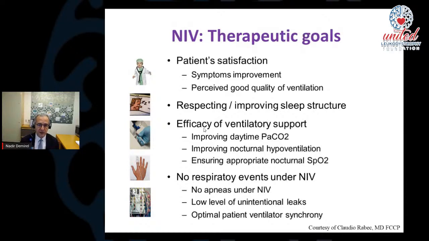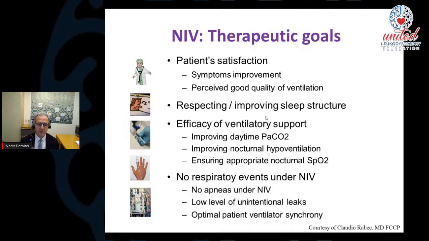So patient satisfaction and quality of life is very important. Symptoms improvement, if they have symptoms, and perception of good quality of ventilation. It's so uncomfortable for someone to take a halfway breath instead of taking a deep breath. The second one is improving and respecting sleep structure. People many times understand how bad their sleep is, and sometimes they do not, but they suffer consequences of that.